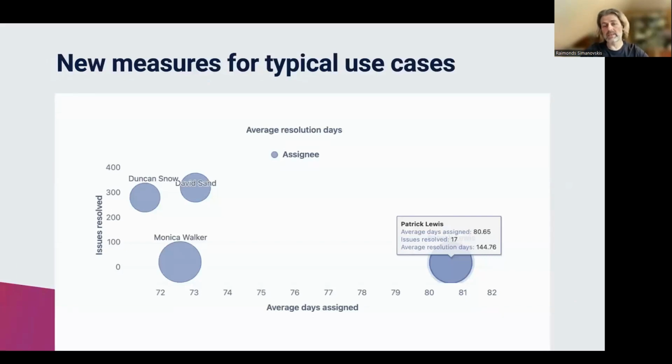So one thing is that we try to identify some typical use cases for eazyBI and which could be some new measures for typical use cases. One of the new measures that we recently added to eazyBI is average days assigned or average work days assigned, that you would like to analyze for a particular assignee, how long some issues were assigned to. And then you can compare and create, for example, in this example, some scatter charts, average days assigned versus number of issues resolved by a particular assignee.